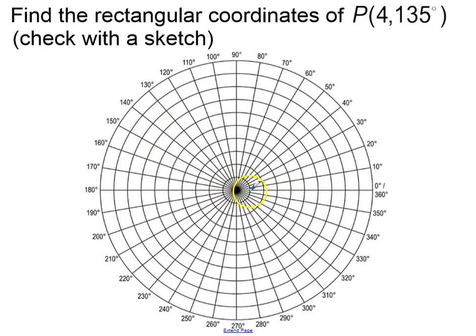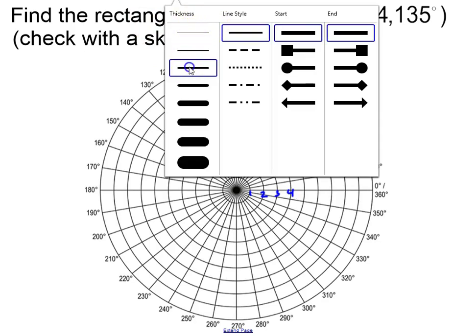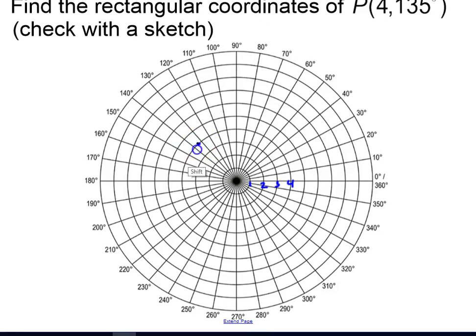So I'm going to go out to 1, 2, 3, 4. I'm going to go around to 135 and go out to the 4, so that's going to be right here. Now if I go straight down with a line here, grab my line tool, and I'm going to go straight down from there, and I'm going to go straight across from there.